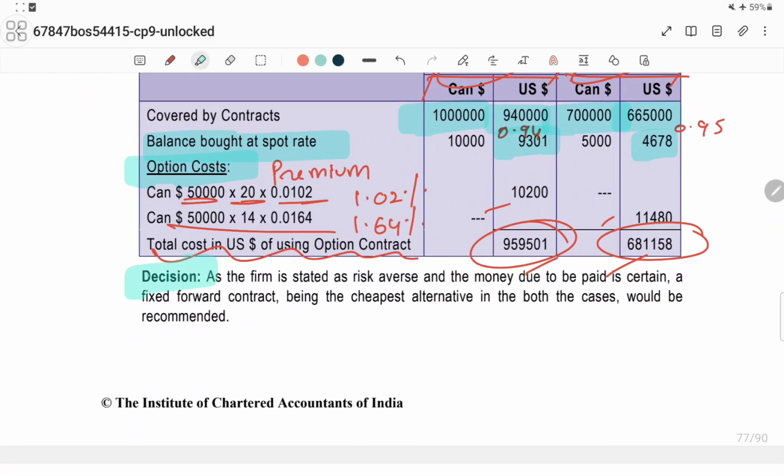So let's see the final decision. As the firm is risk averse and the money due to be paid is certain, the fixed forward contract being the cheapest alternative in both the cases would be recommended. End of the solution. Simple.